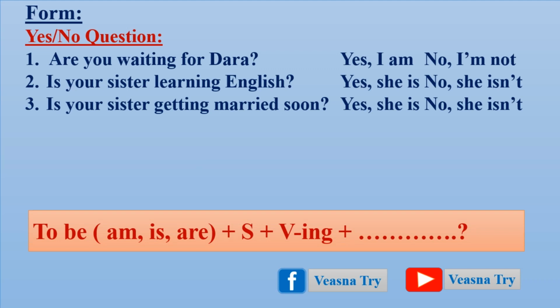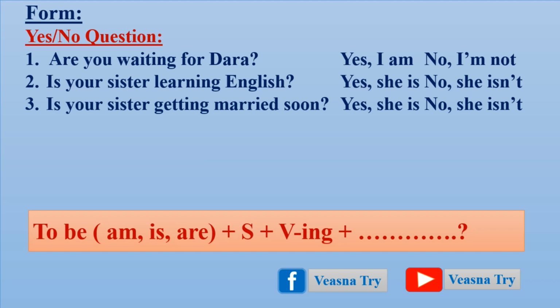Number 2, is your sister learning English? You can say yes she is or no she isn't. Number 3, is your sister getting married soon? Yes she is or no she isn't. So look at the form together.